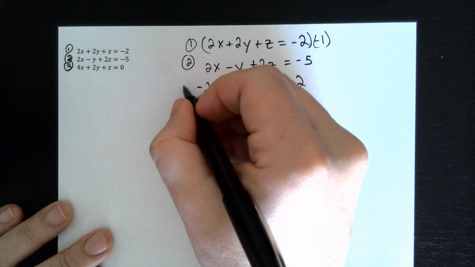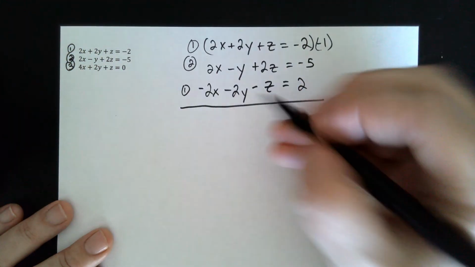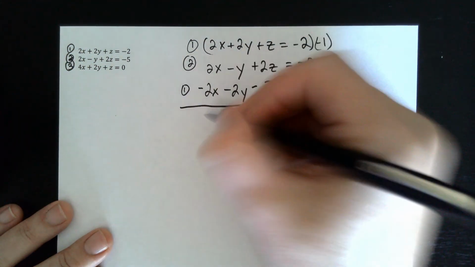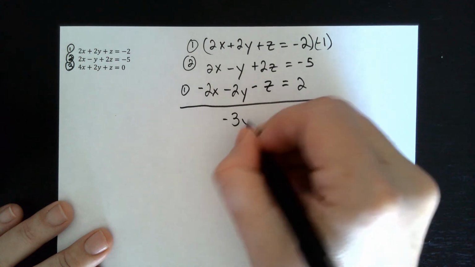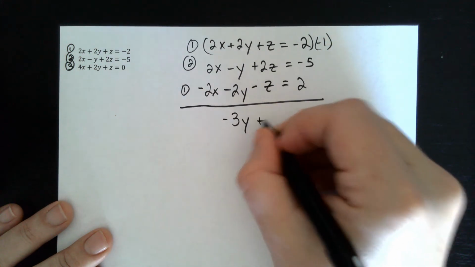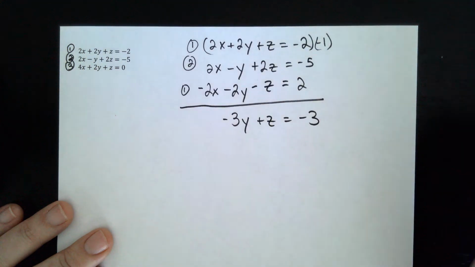Again, this is still equation 1. It's just been changed sign on either side. So now we can add 2 and 1 together, and we will cancel out our x's. So the x's cancel out. We get negative 3y plus z equals negative 3.